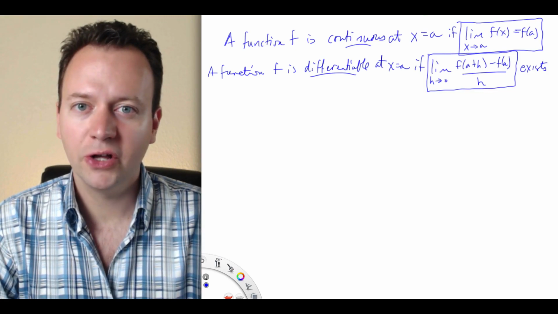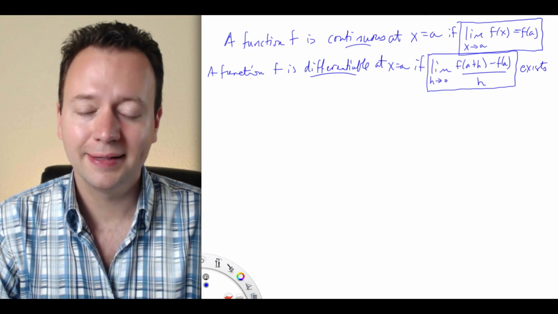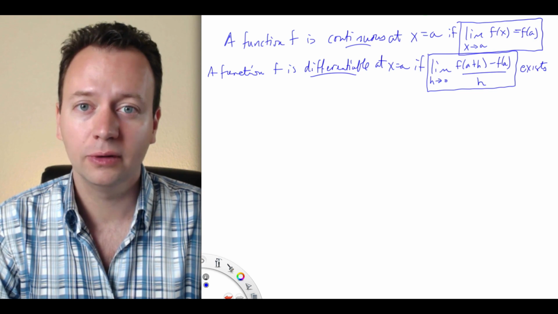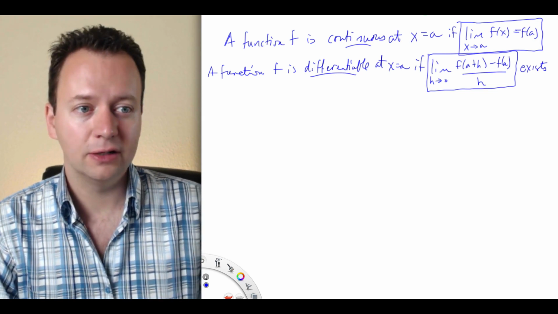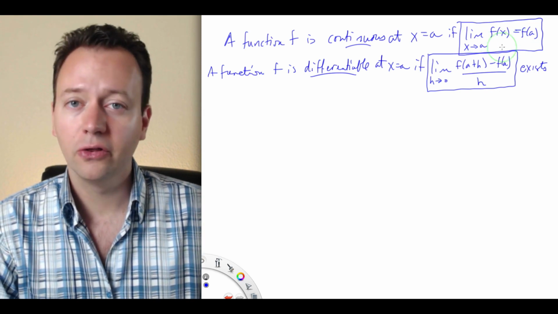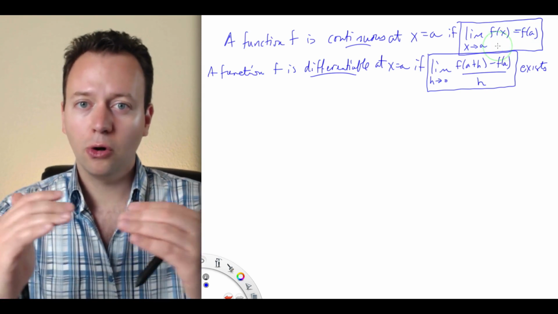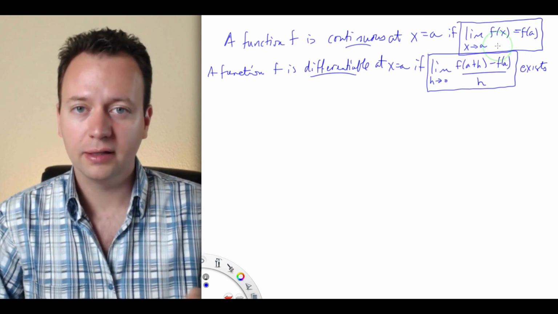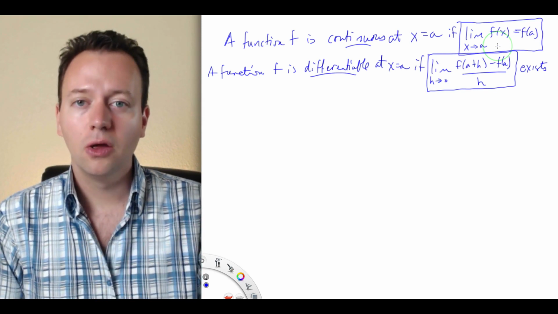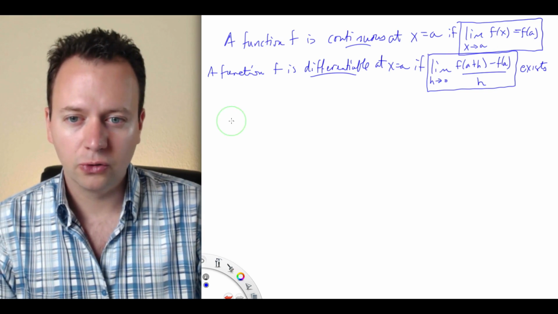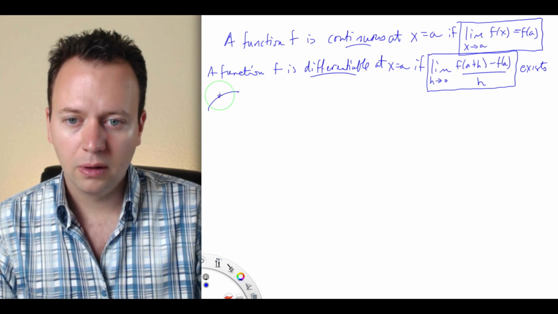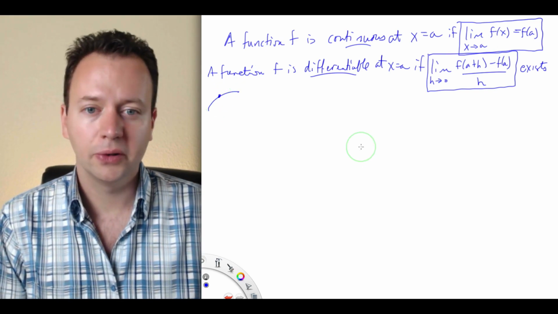We previously saw that a function is continuous at a point x is equal to a if the limit as x goes to a of f of x is equal to f of a. In other words, as the x value approaches the point, the y values are also approaching the output. So you can draw the function without lifting your pencil.